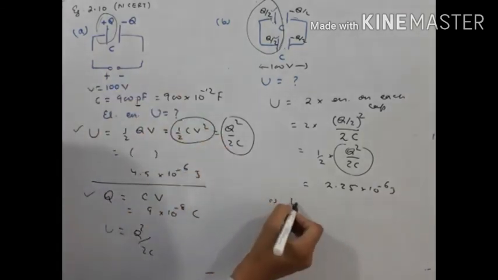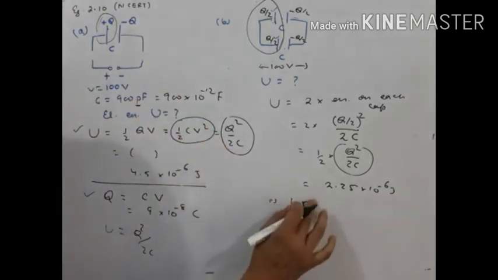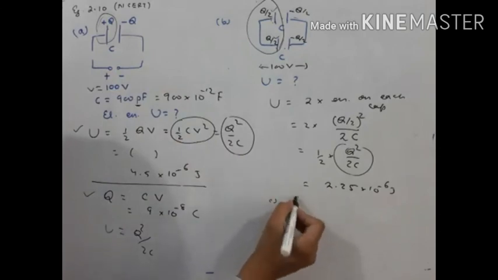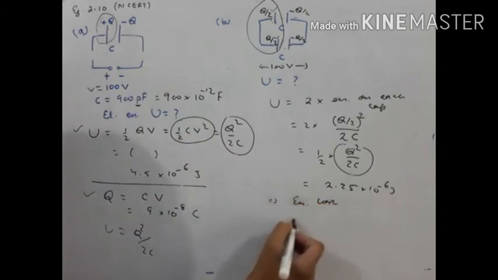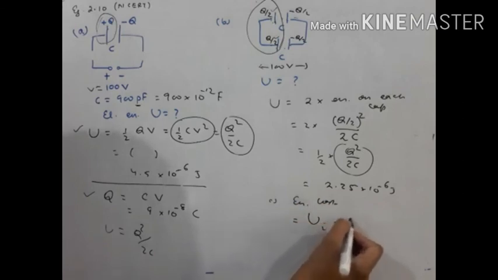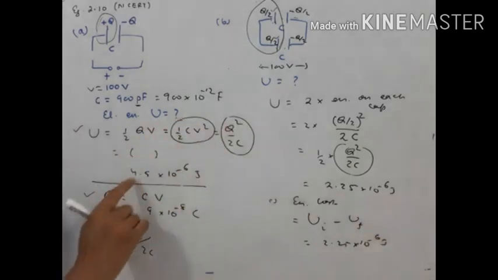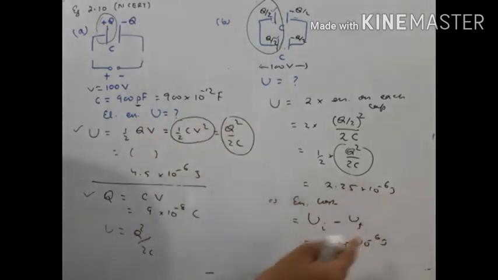If in part C they would have asked for lost energy or energy loss, then energy lost will be its initial energy minus its final energy. That we will find as how much? 4.5 minus 2.25, that will be 2.25 into 10 to the power minus 6 joules.